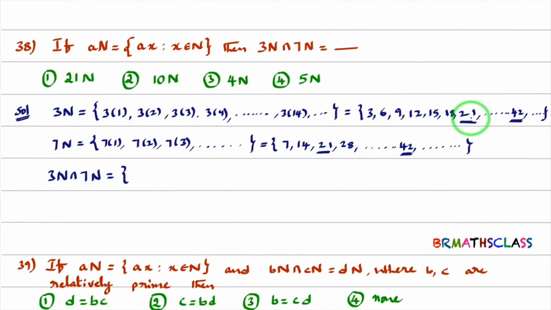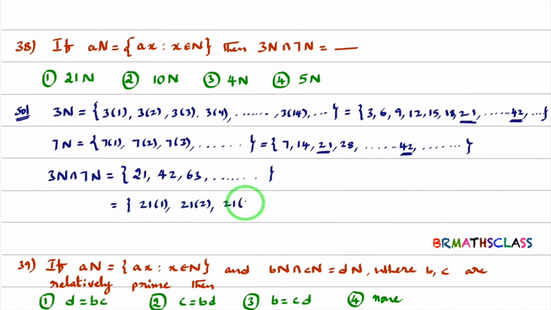So what is happening here? 21, 42. Try to understand common elements. 21, 42. If we search for the next common element, you will get 63. 21 3s are 63. So what are you getting? You are getting multiples of 21. These can be written as 21 into 1, 21 into 2, 21 into 3. All multiples of 21 you are getting. So it is of the form 21x. So this set is nothing but 21n. So what is the right option here? First option is the right option. I hope you are understanding.